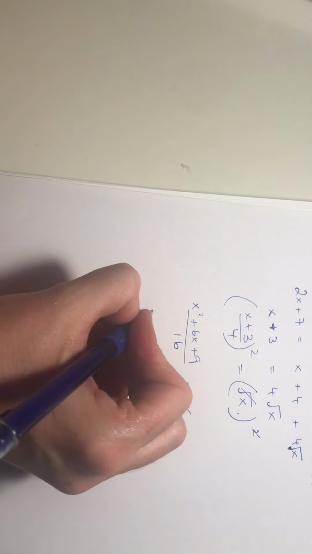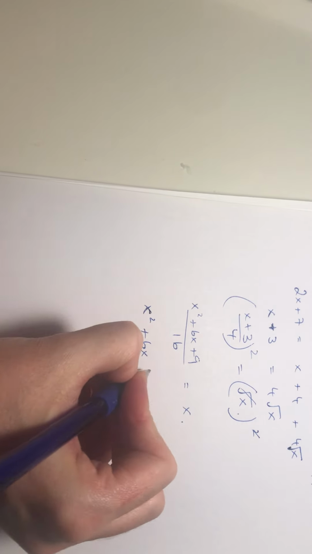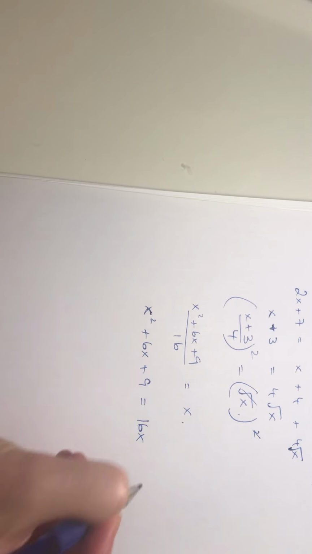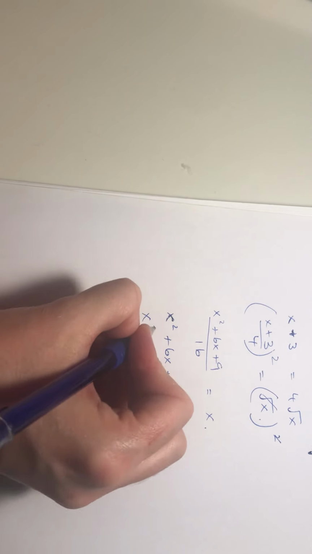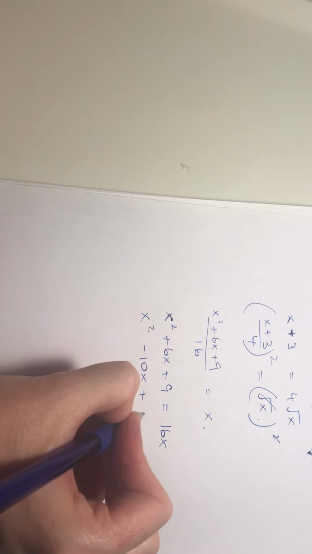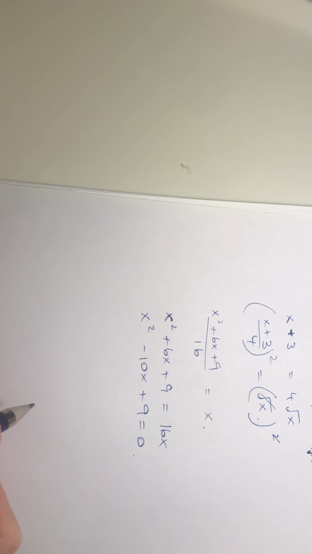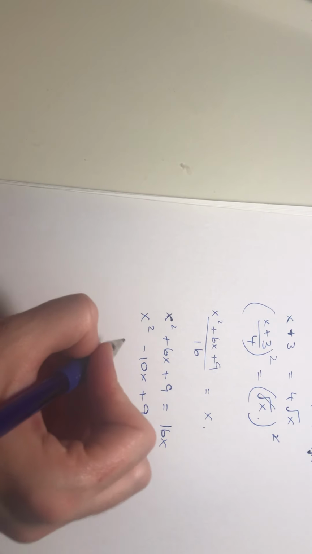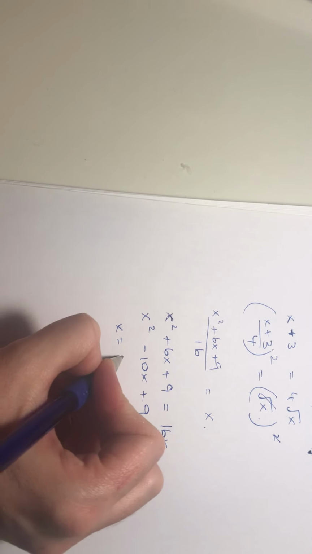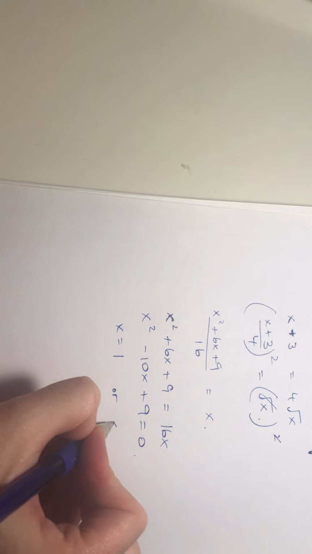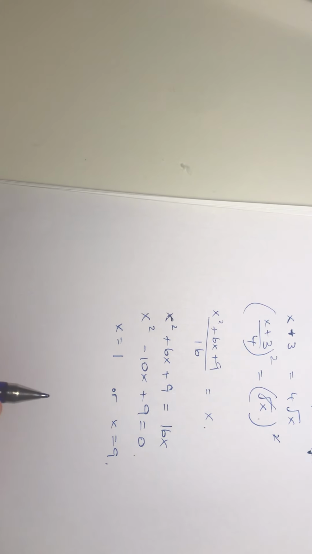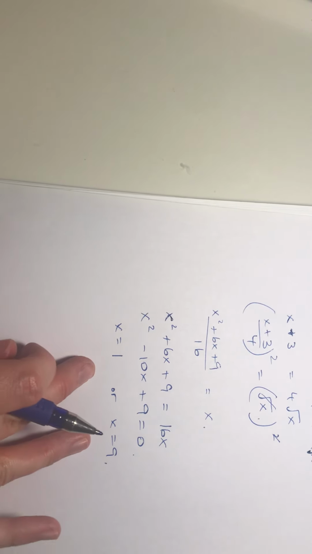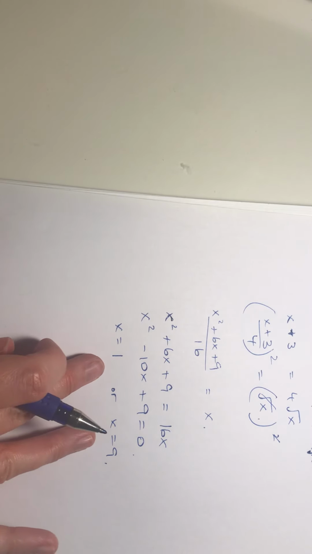Get rid of your fraction. x squared plus 6x plus 9 is equal to 16x. Bring everything to one side. x squared minus 10x plus 9 is equal to 0. You're going to factorize that or use the minus b formula, and you'll eventually get x is 1 or x is 9. You need to then double check that one or both of those solutions might work.